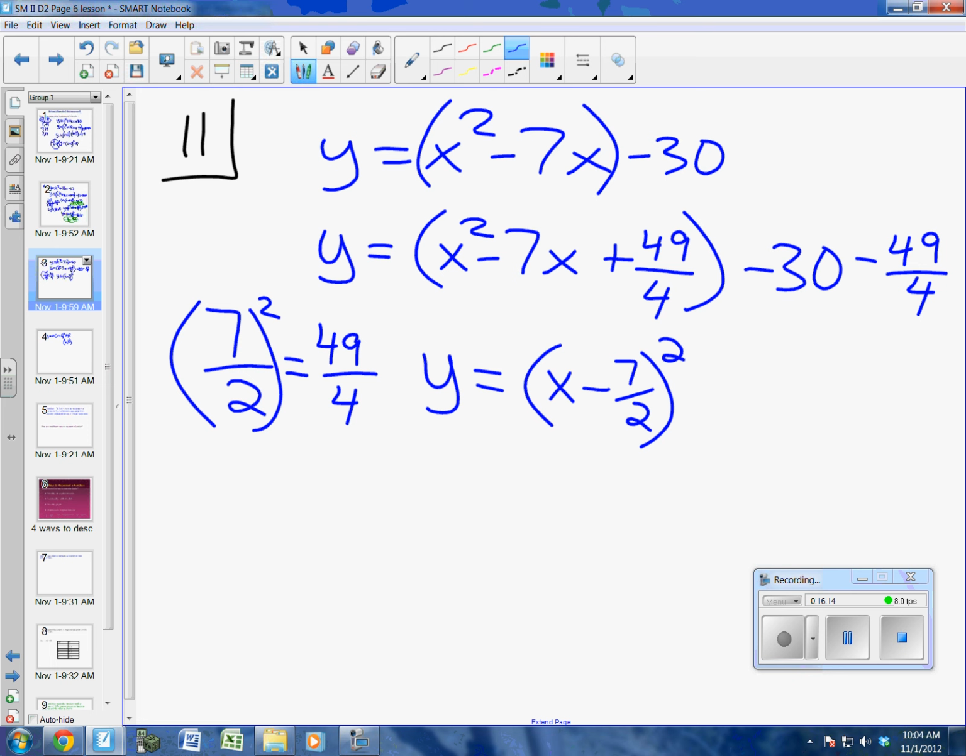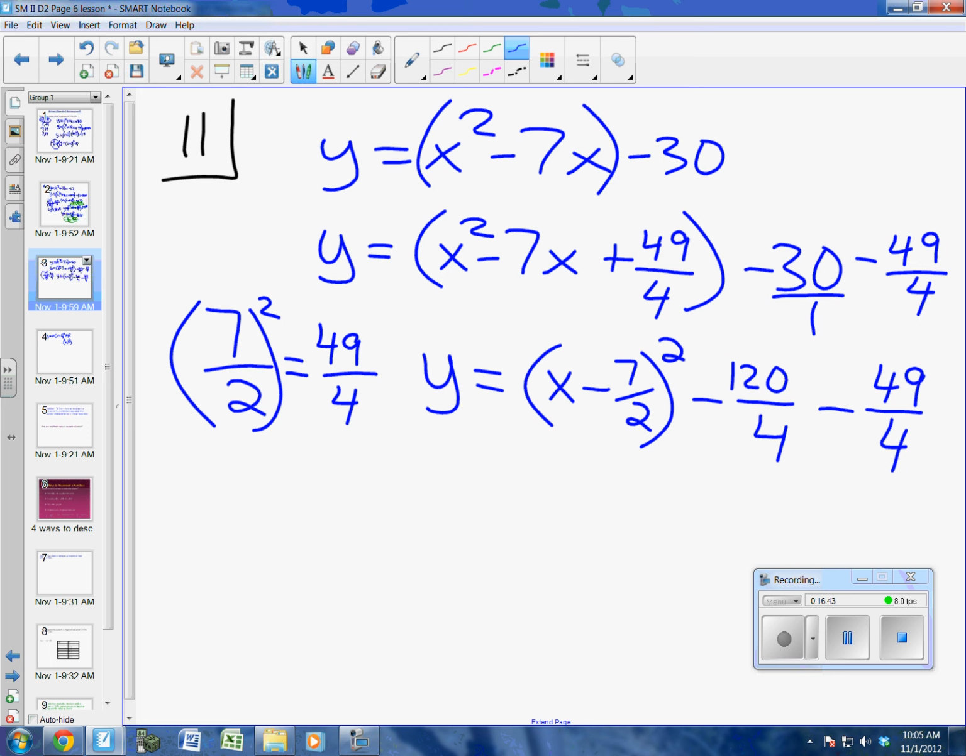And then all I have to do is add negative 30 and negative 49/4. And let me tell you guys, on this one right here, I need a common denominator. And the common denominator is 4. I know that I just took this 1 that was underneath 30 and made it a 4. So I've got to times the top by 4 as well. 4 times 30 is 120.